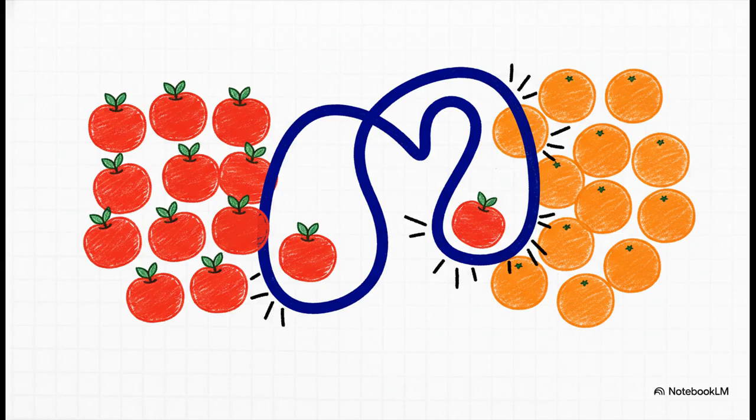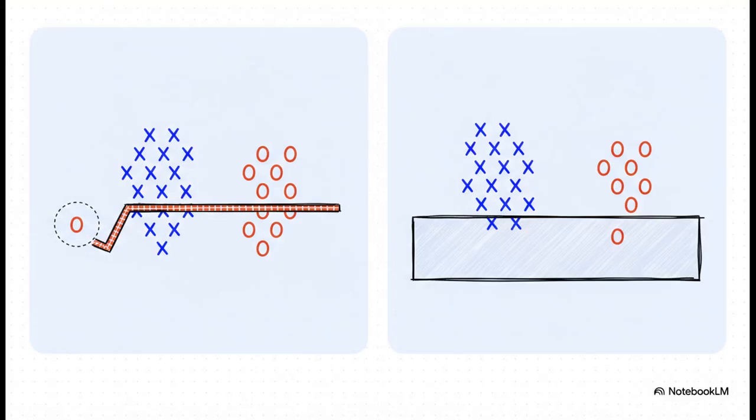It might be perfect on paper for the data we have, but it's probably going to be terrible at classifying new data it's never seen before. And this brings us to a classic trade-off, the hard margin versus the soft margin.